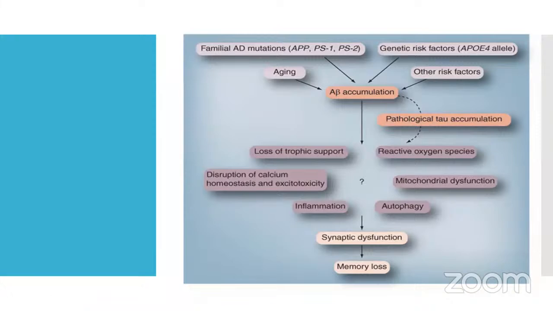Which will lead to loss of trophic support, oxygen burst, like reactive oxygen species, disruption of calcium homeostasis, and excitotoxicity, inflammation, autophagy, mitochondrial dysfunction, synaptic dysfunction, and which will lead to memory loss at the beginning.